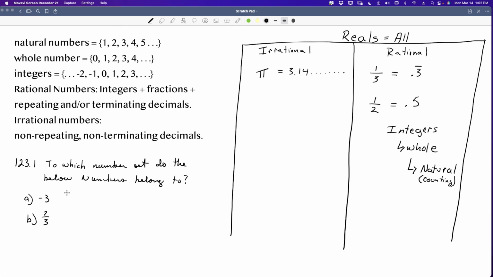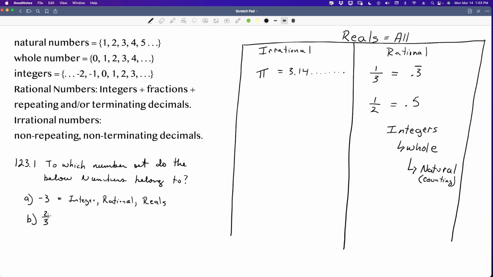So -3 is on the number line, right? So that means it is an integer. So that would be an integer. And integers fall under rational numbers, so it belongs to the rationals as well. And all numbers belong to the real number set because all numbers are real. So it belongs to integers, rational, and reals.